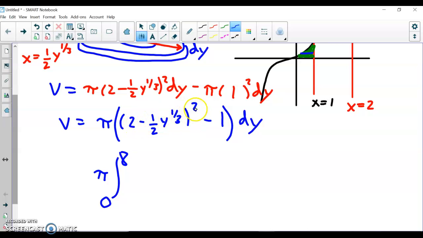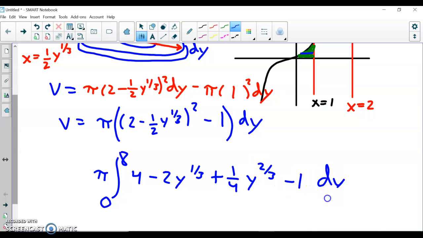So if we square this binomial, right, we square the first term, we get a 4. You're going to multiply these together and double. So if we do 2 times 1/2, it cancels out. We just get a 1. But then when we double it, we're going to have a 2y to the 1/3. And then plus, squaring this, we get a 4th y to the 2/3. And then we got a minus 1 dy, right?